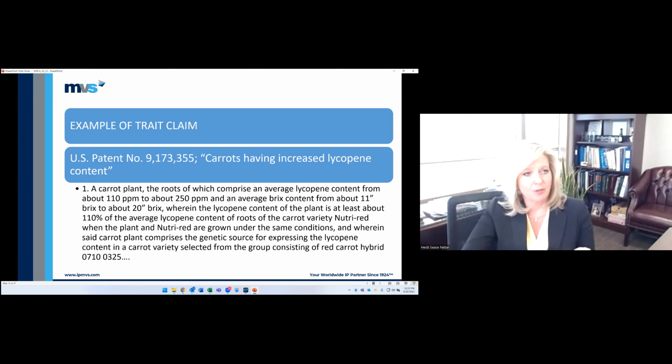So here's an example of a trait claim that issued in a patent: a carrot plant with average lycopene content, and then the sweetness, the Brix level. And so you can patent that trait if you can establish that that trait never existed before, but for your breeding.